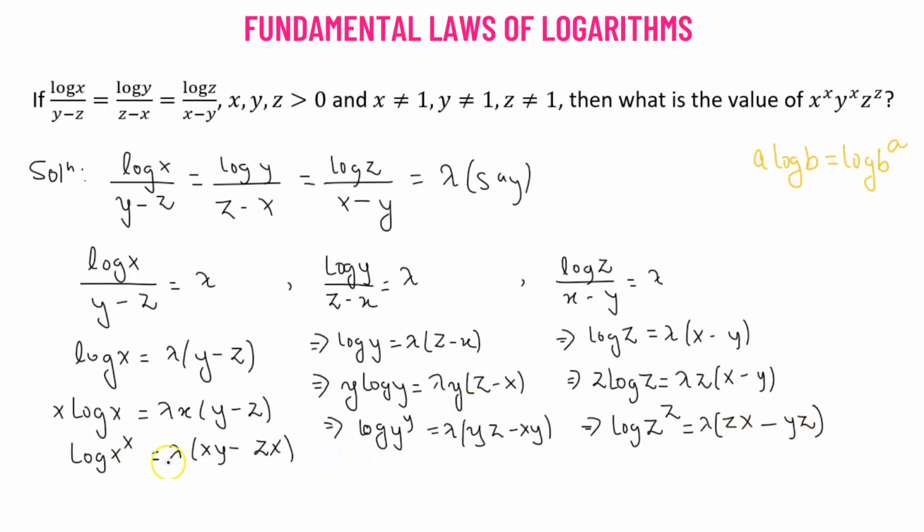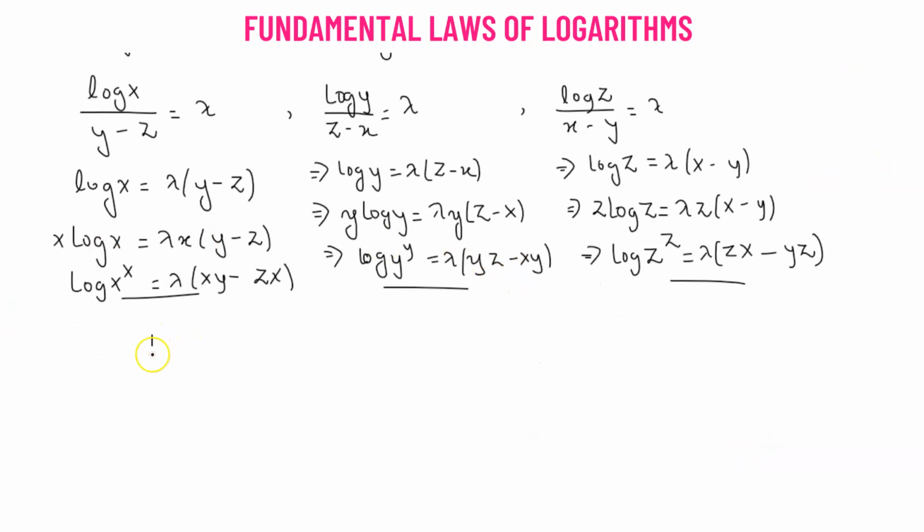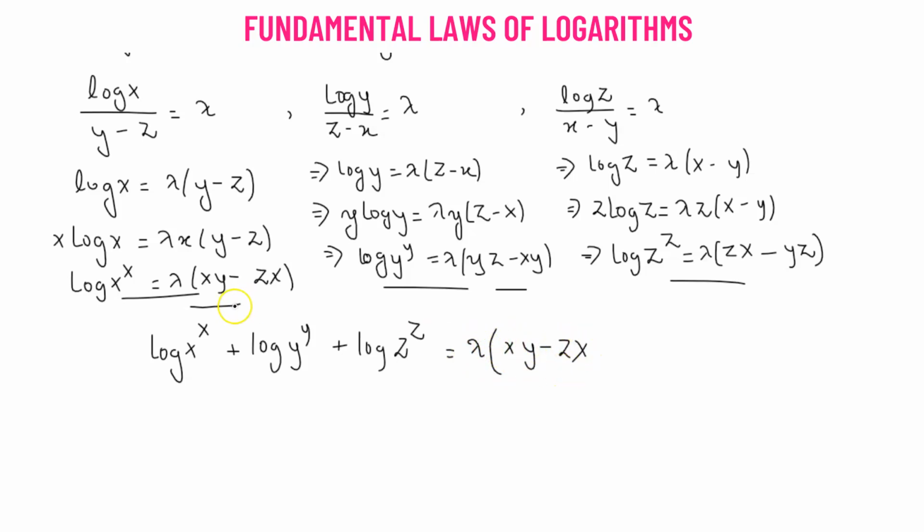Now we will add all these three expressions. Adding them gives us log of x raised to the power of x plus log of y raised to the power of y plus log of z raised to the power of z. Now adding the right hand side, we see that each of the terms has lambda as the common factor. So we have lambda multiplied by xy minus zx from this expression, then from this expression we have yz minus xy, plus the third expression gives us zx minus yz.